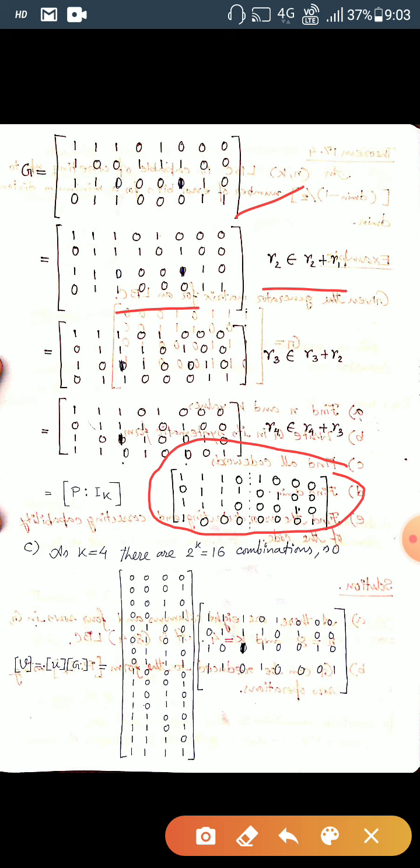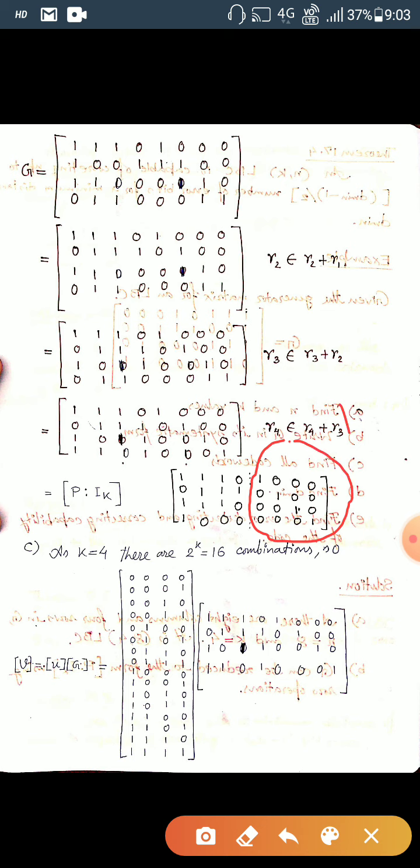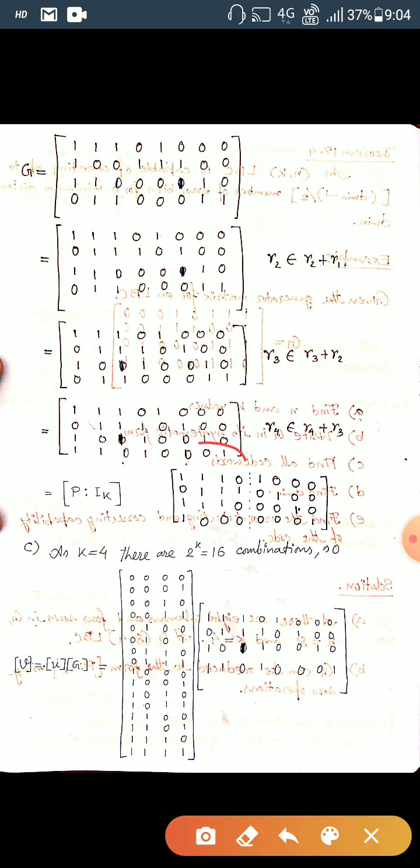Here, this side, the right hand side, defines the identity matrix. This is Ik, that means a k cross k matrix. K is 4, so a 4 cross 4 identity matrix will be required. And this side, the left hand side, is P, which is the parity matrix.